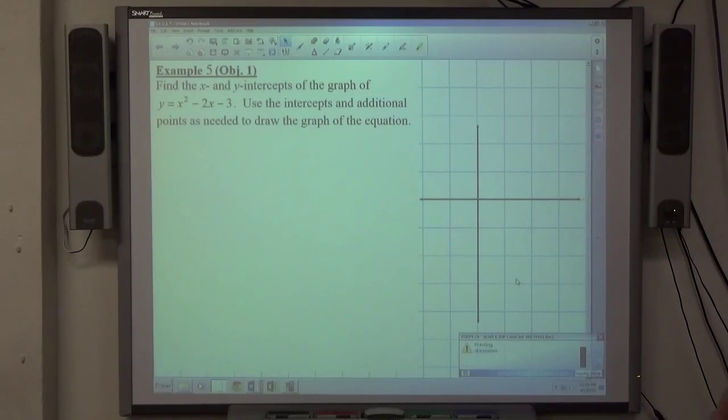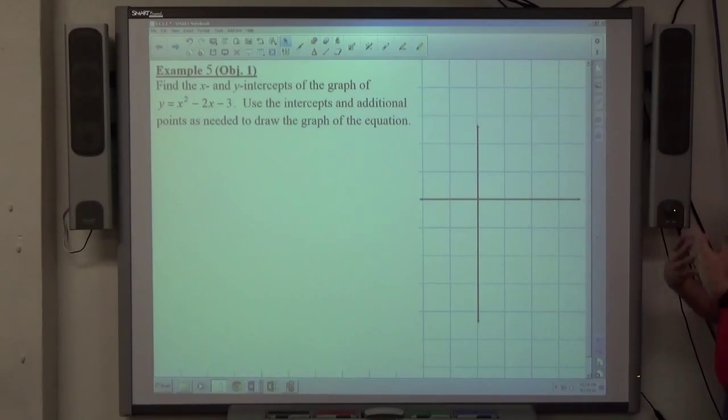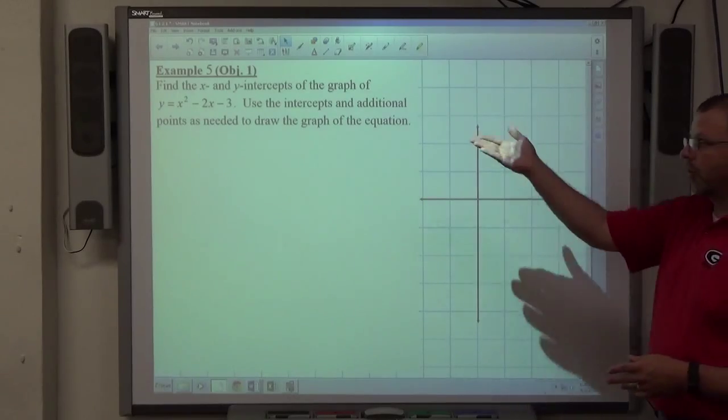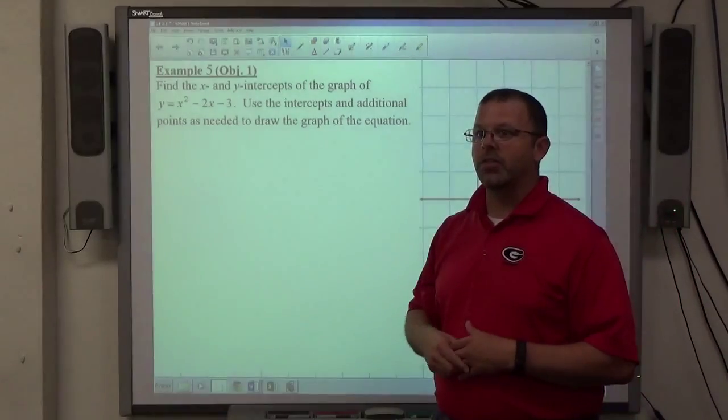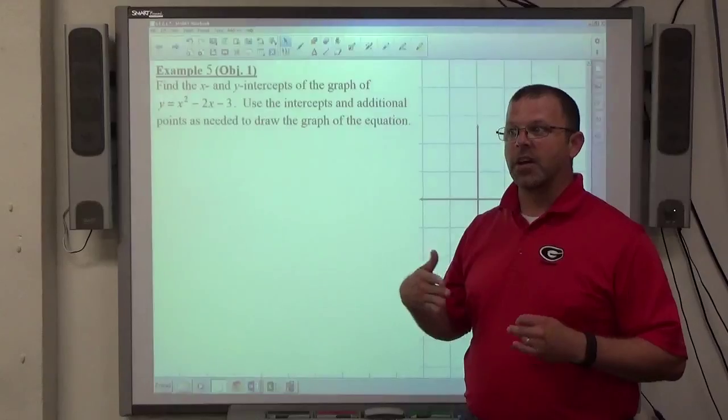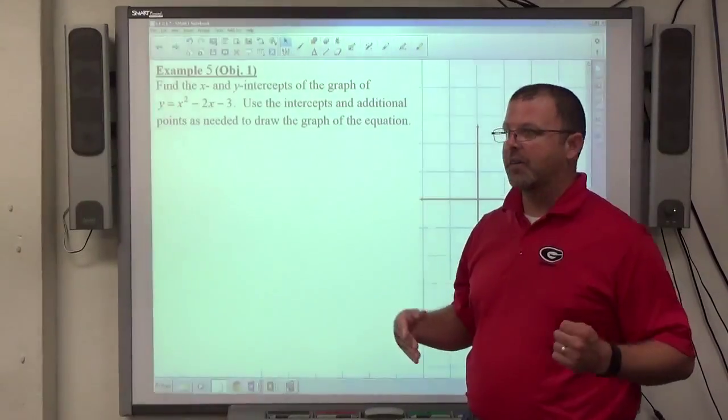Find the x and y-intercepts of the graph of y equals x squared minus 2x minus 3. Use the intercepts and additional points as needed to draw the graph of the equation. So going back to a parabola equation, which is what this is, if we do the negative b over 2a thing, we can figure out some values of x to pick that would get us a decent graph.